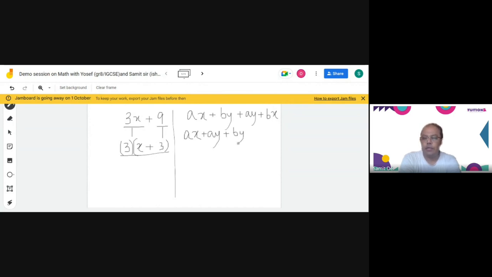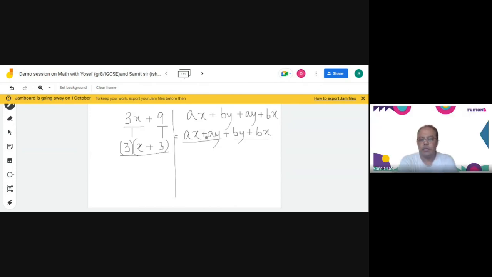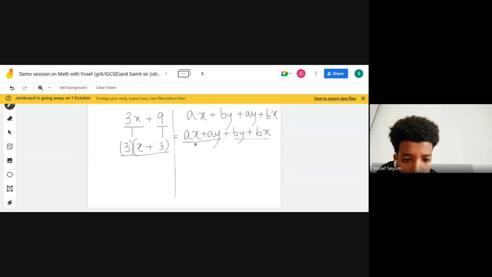Why have we done this? Since we want to take something common between the terms. So can you tell me what is common between these terms? If I group ax plus ay as one group and by plus bx as another group, then what is common in the first one? In ax plus ay, what is common? It is a. Very good.